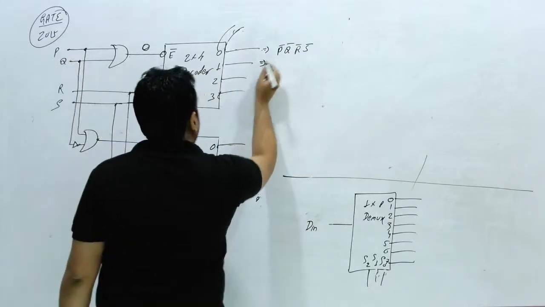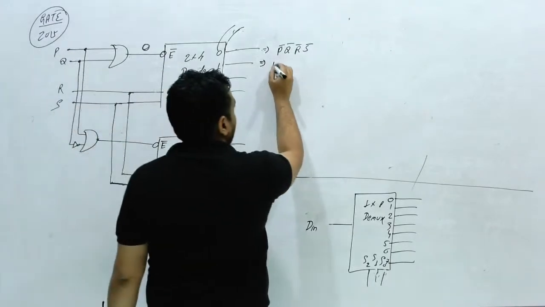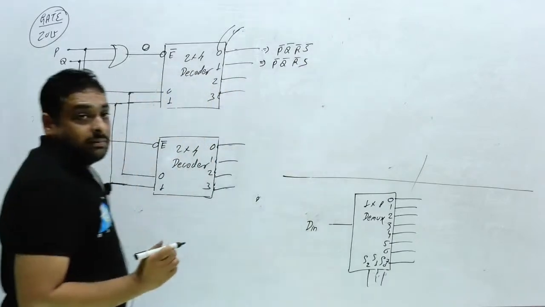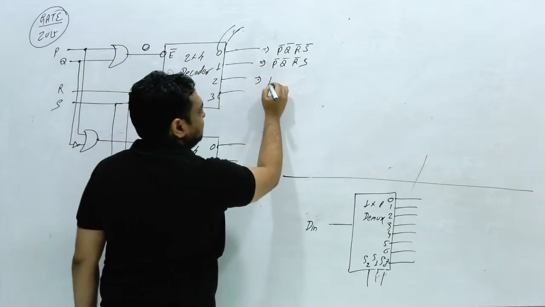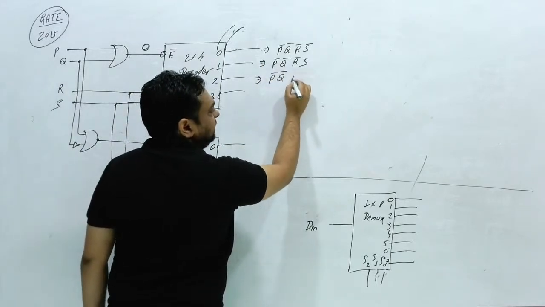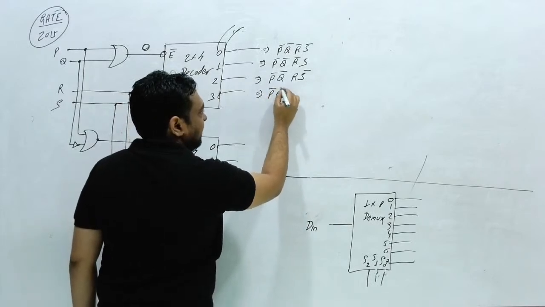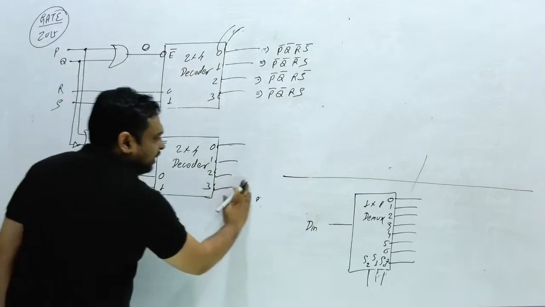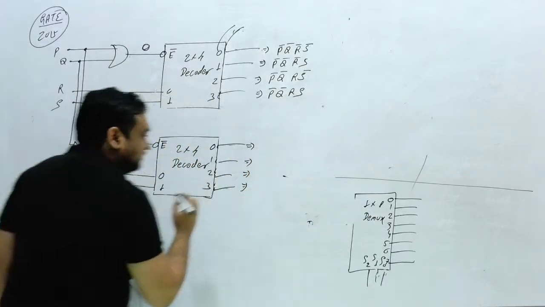Now what will be the second? Here, this P and Q will be always same. So can I write again P bar, Q bar, this is R bar, S? Because when this is 0, 1, this line will be activated. For the next function, this P bar, Q bar will be same. This is R, S bar. And what is the next function? P bar, Q bar, this is R, S. Can I write? Yes.